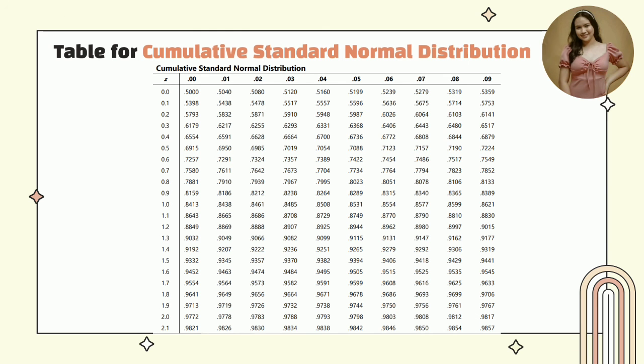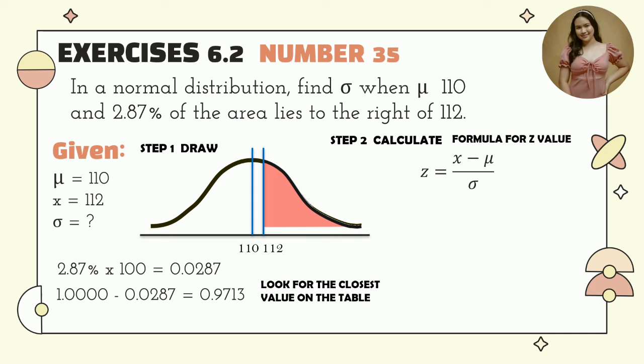This is our table for cumulative standard normal distribution, and our given value is 0.9713. We are looking for its corresponding value. That is our given. And now, its corresponding value is 1.90. Therefore, we know that 0.9713 corresponds to 1.90 based on our table, and this will be our value for z.